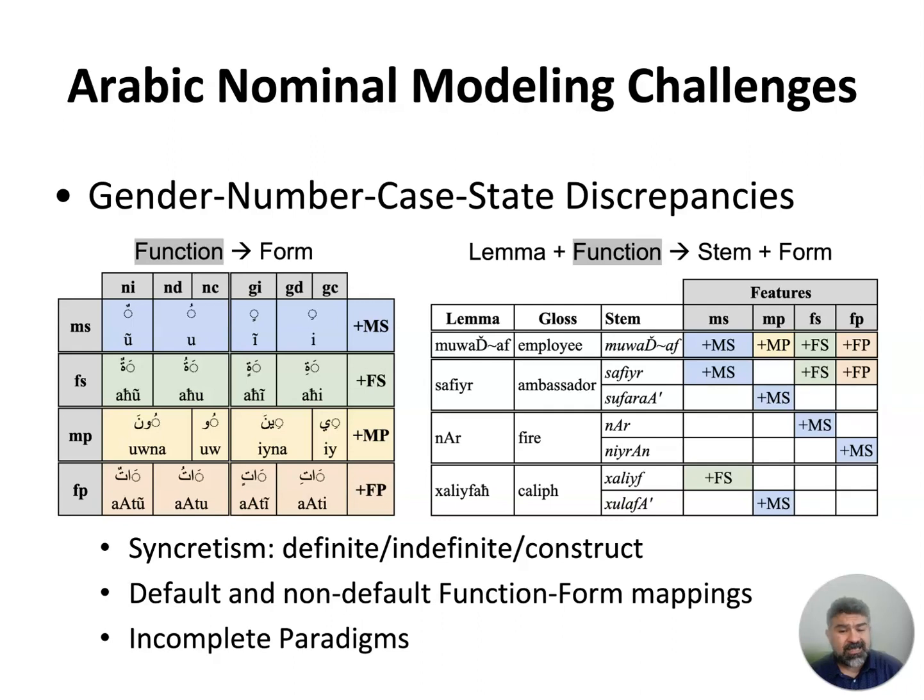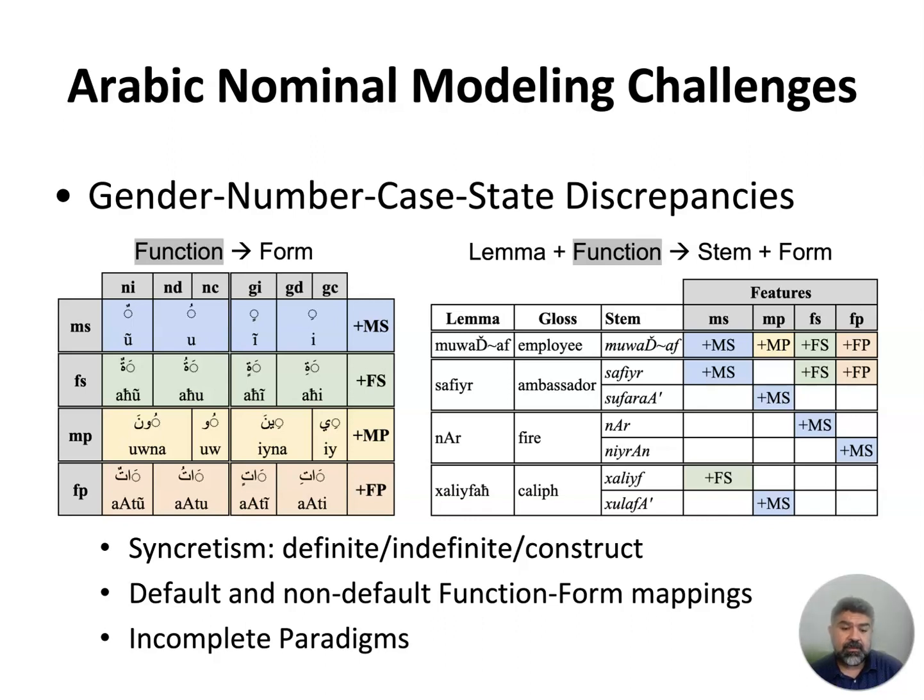In practice, this doesn't happen all the time. An example would be the first case of employee that is beautifully regular, but then you get examples like Safir, the second example, or ambassador, which looks almost regular in its mapping, except it has a broken plural, Sufara, which is the second row that appears in its cluster. And here, the plurality is indicated in the stem because it comes from a pattern. But then the features to express the rest of the information, like the case and the state, that is done using a masculine singular suffix in that case.